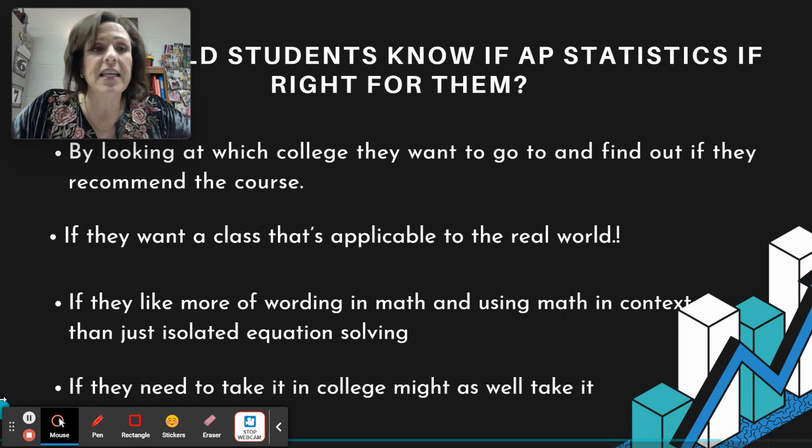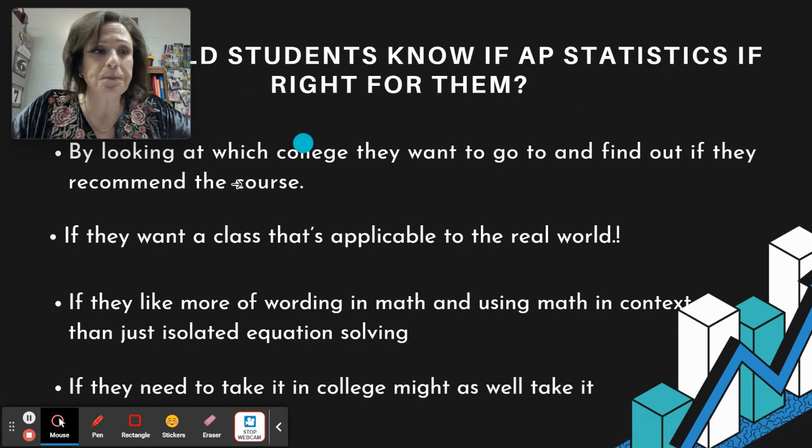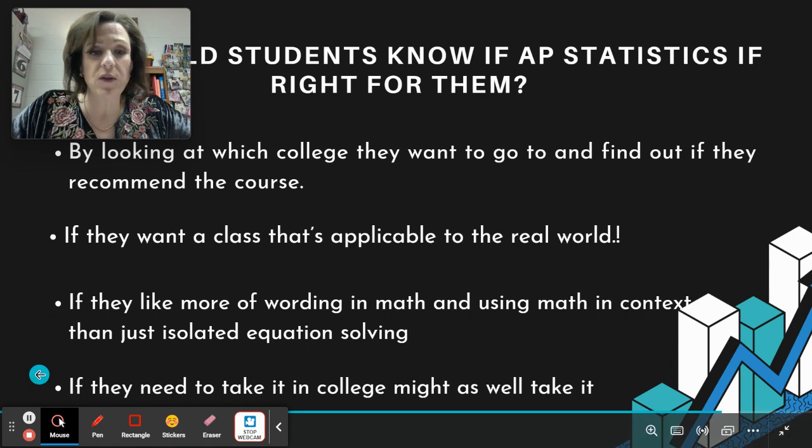So the next one, how would students know if AP Statistics is right for them? So here we go, by looking at which college they want to go to and find out if they recommend the course, if they want a class that's applicable to the real world, if they like more of wording in math and using math in context rather than just isolated equation solving. That one says a lot, and it does. That is this class. It's if you need to take it in college, you might as well take it now.